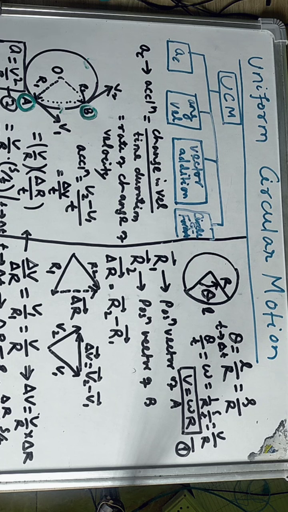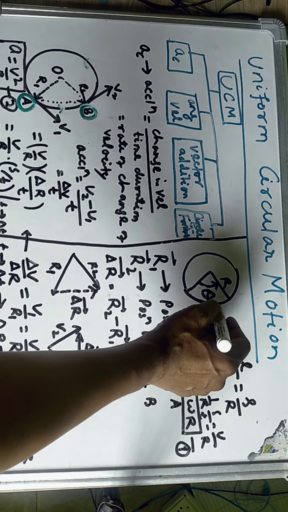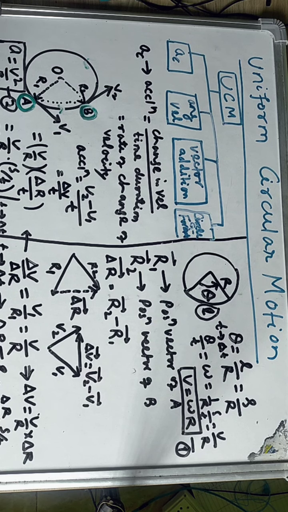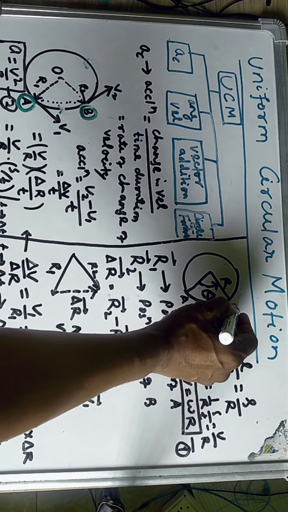Once it goes from A to B, it covers some distance. As the path is circular, the part of the circle it covers is an arc. We say L is the arc length from A to B.